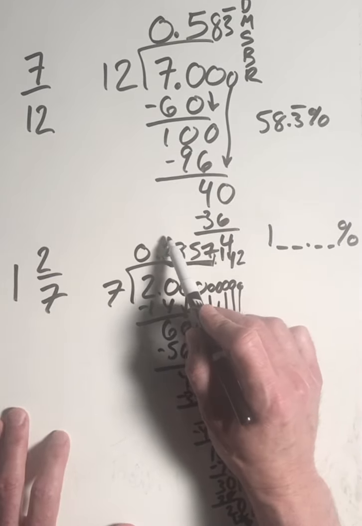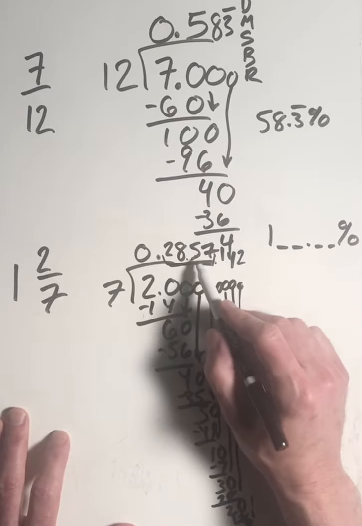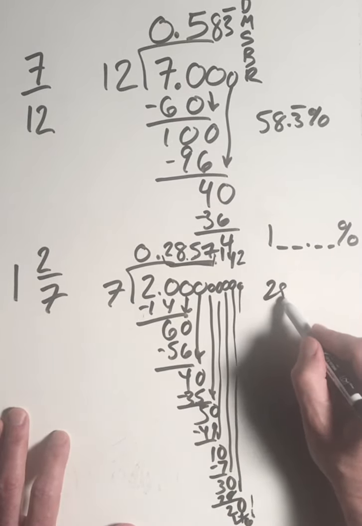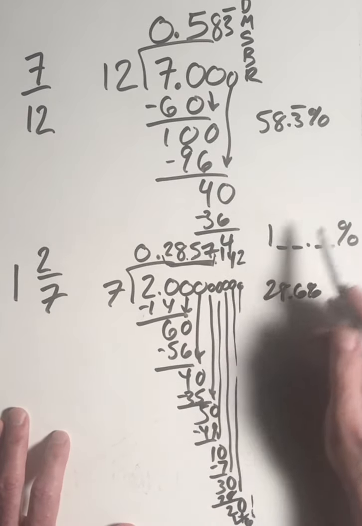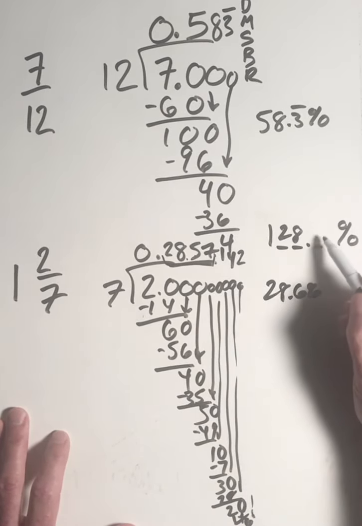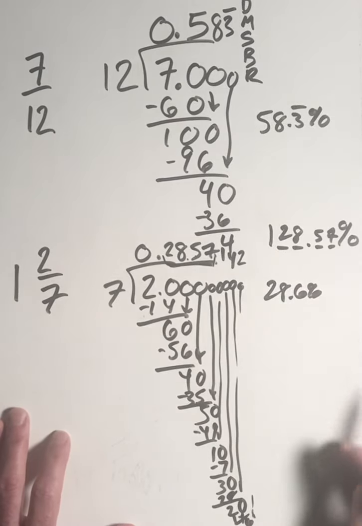The idea here is that we're looking at 28.6% if we want to round up here. So 28.6%, that's just the 2/7 piece. We need to add on to the 1, so that would be 128 point. And if you wanted to do 57%, you could throw that in too.